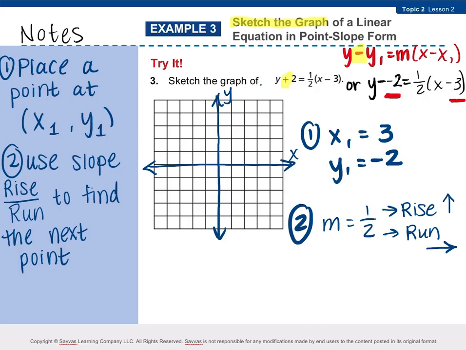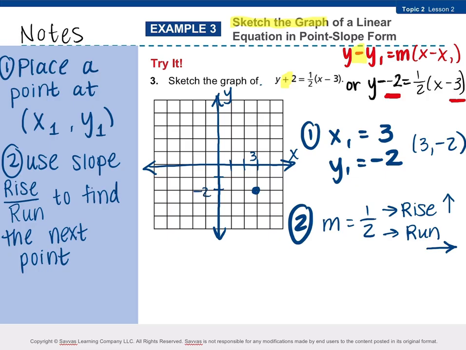So looking at my steps, same steps as in lesson 1 in my notes, I want to place a point at x1, y1, and then use my slope, the rise over run, to find the next point. So let's set up my graph. I already did my y-axis straight down through the middle and my x-axis side to side through the middle. And I'm going to place my point at x1, y1, right? I have a point at 3, -2. So I'm going to go over 3 on the x-axis, and down 2 on the y-axis. And that's where my first point is going to be.